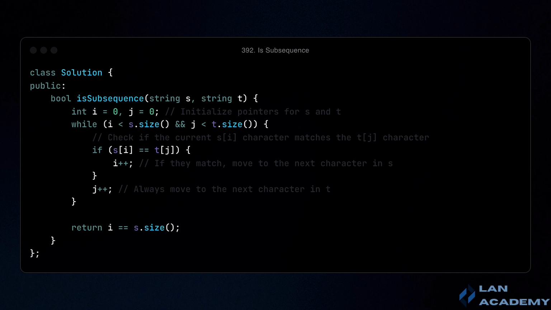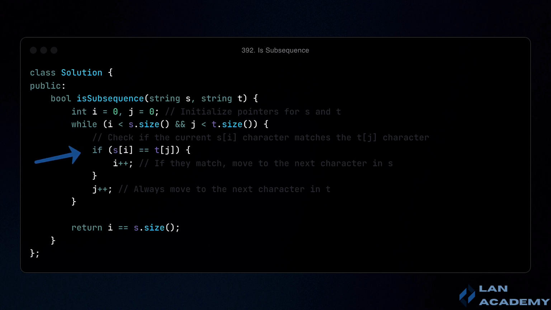I initialized two pointers, i and j, both starting at 0. These pointers were used to track the current positions within S and T, respectively. The strategy involved iterating through both strings using a while loop until either S was completely traversed or T was exhausted. During each iteration, I compared the characters pointed to by S[i] and T[j].